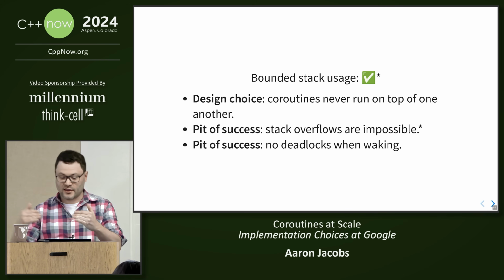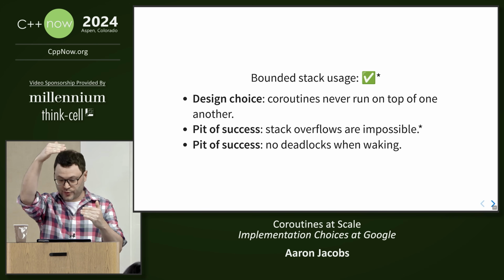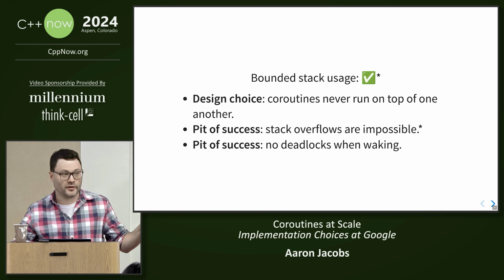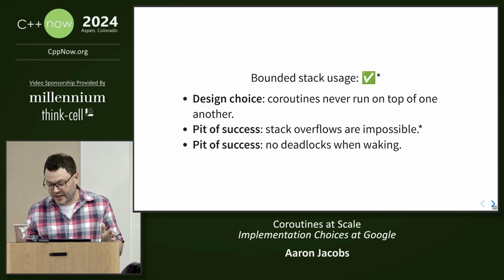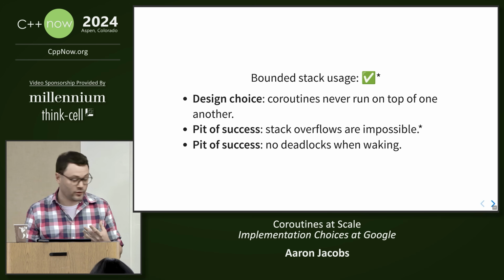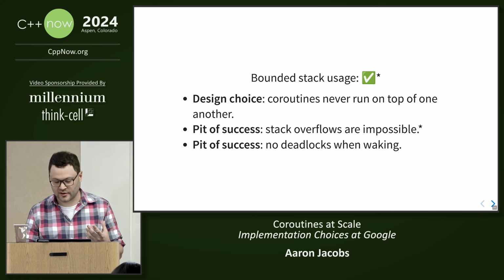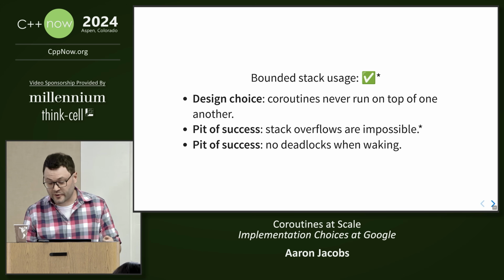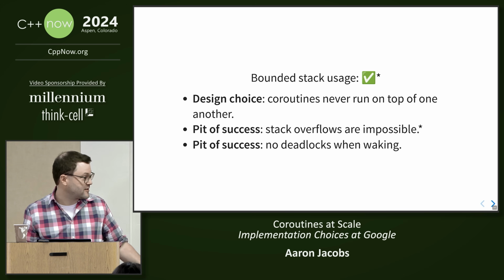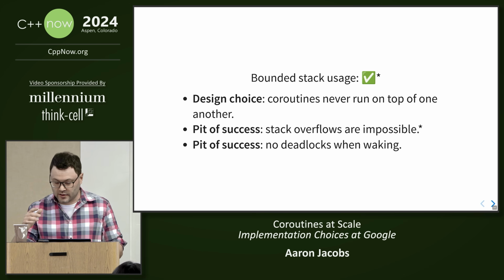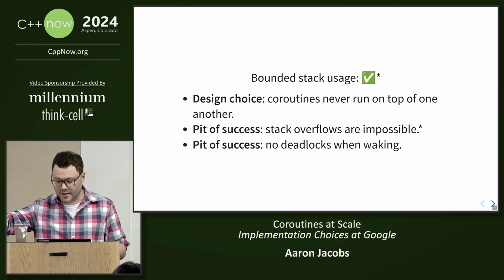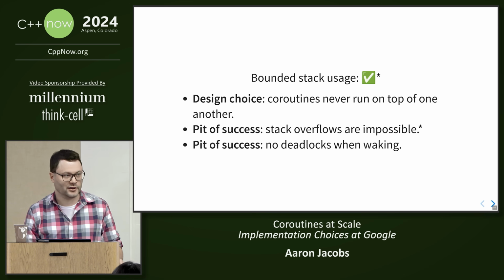We said that one coroutine can never run on top of another on a single thread, which means you'll never get a stack overflow in the happy path. You also never get one in the cancellation path if you use structured concurrency, but the picture gets a little bit more complicated with unstructured concurrency. But unfortunately, I think the language forces that on us. Now, as a side effect of our design choice here, we also get a bonus pit of success, and that is that the coroutine starting and waking APIs can never cause a deadlock due to holding a lock.